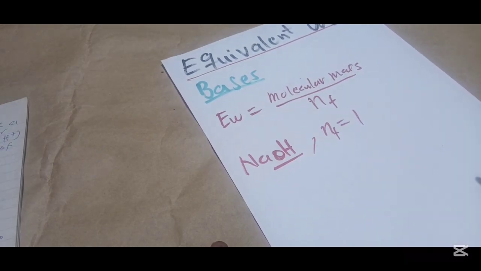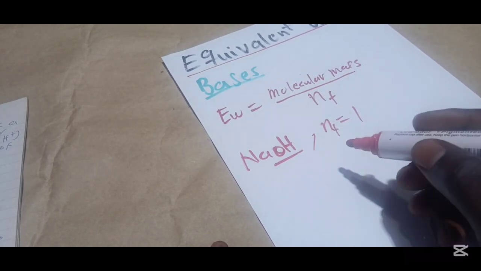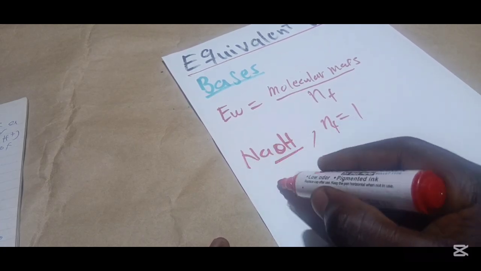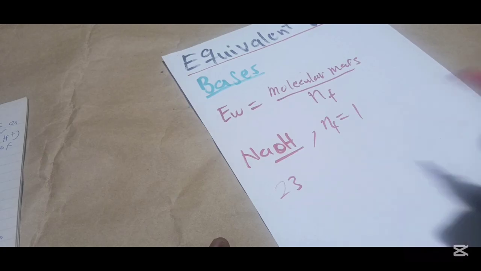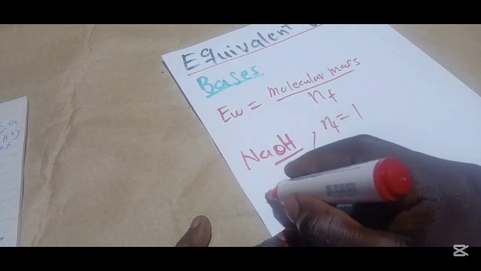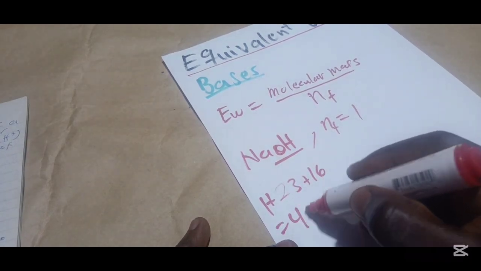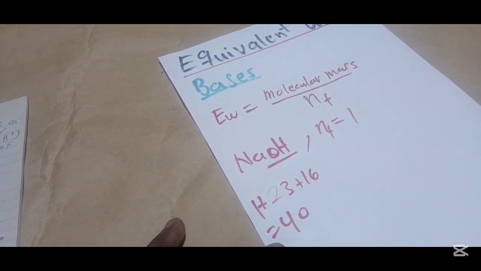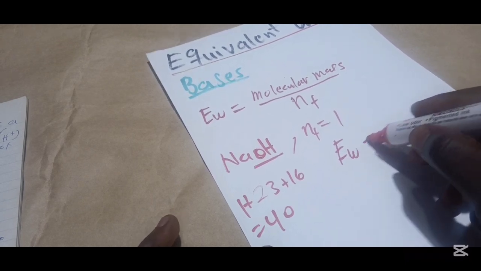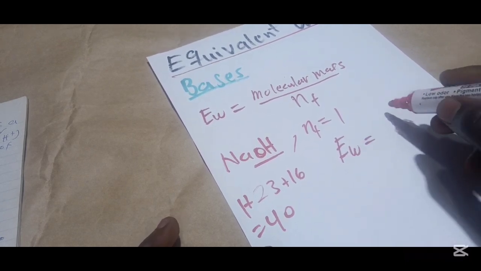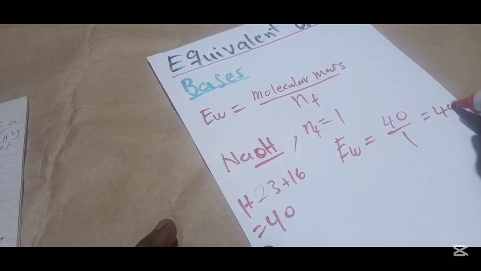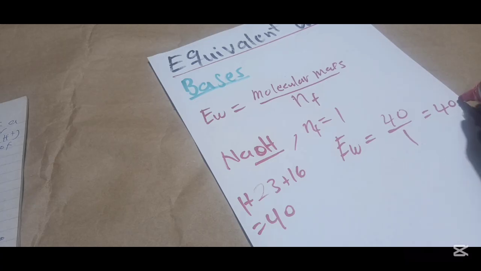And the molecular mass of sodium hydroxide: sodium is 23, oxygen plus 16 and hydrogen plus 1. So this will give us 40, right? So we can go ahead and calculate the equivalent weight of sodium hydroxide, which is equal to the molecular mass over n factor, 40 over 1, which is the same as 40 grams.